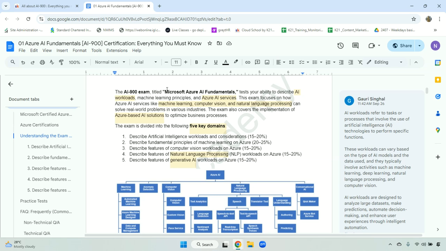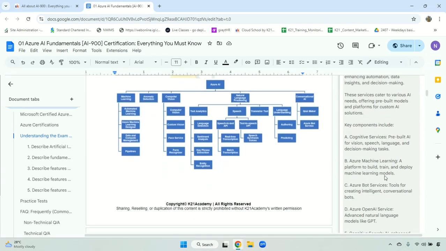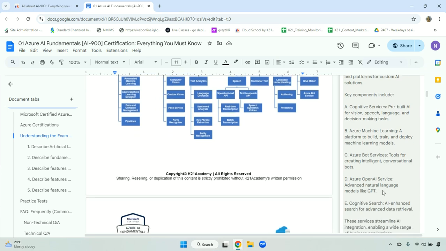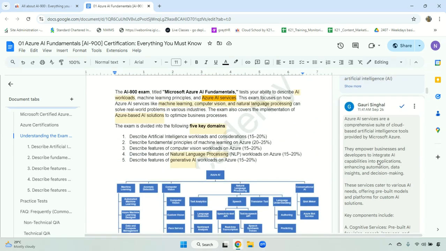As I said, this exam tests your ability to describe AI workloads, and also to test machine learning principles and Azure AI services. When we talk about Azure AI services, Azure AI provides a huge number of services. We have Cognitive Services, Azure Machine Learning, Azure Bot Service, OpenAI services and Cognitive Search. So we have a good number of services provided by Azure AI.